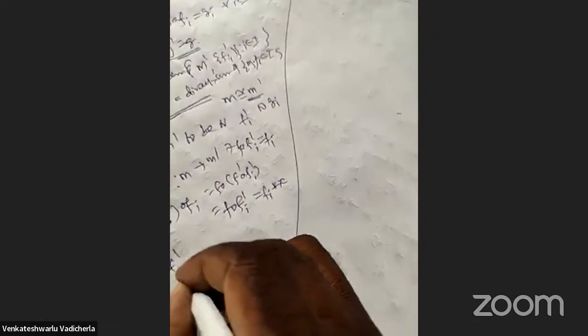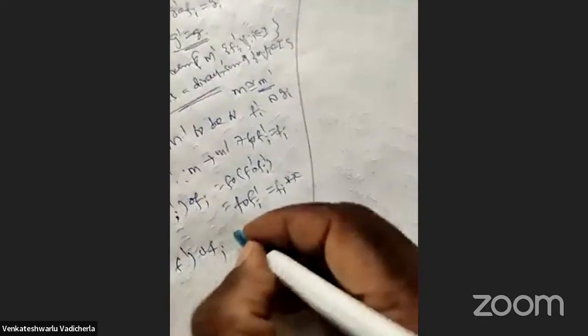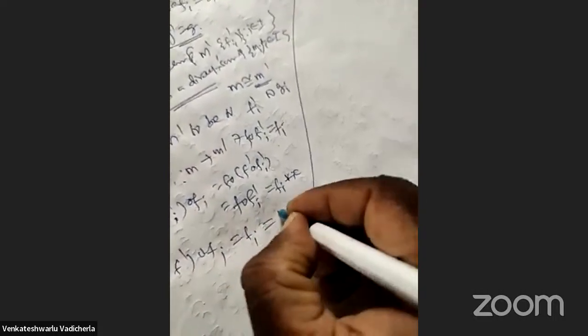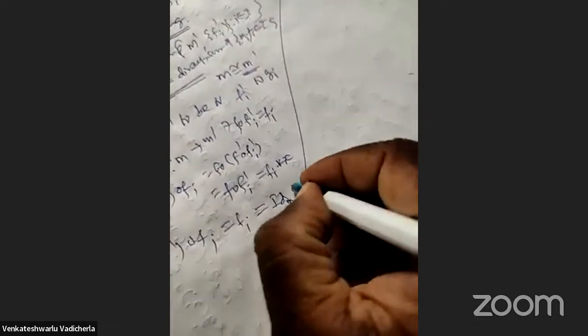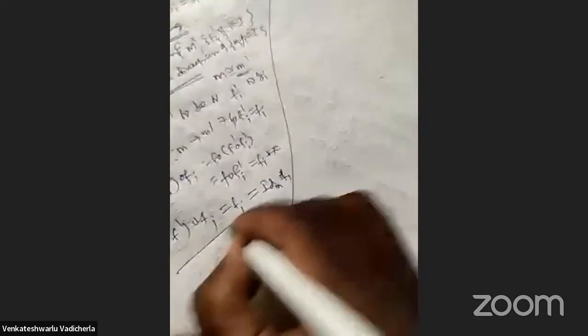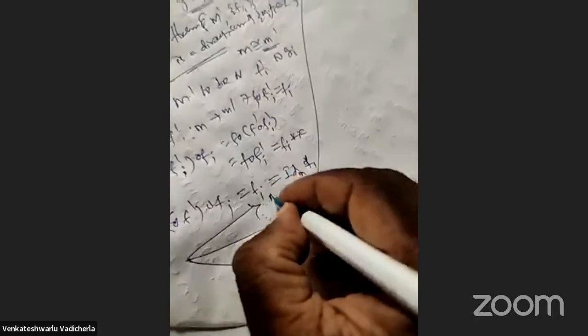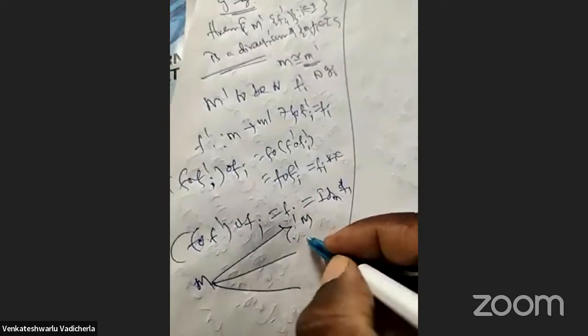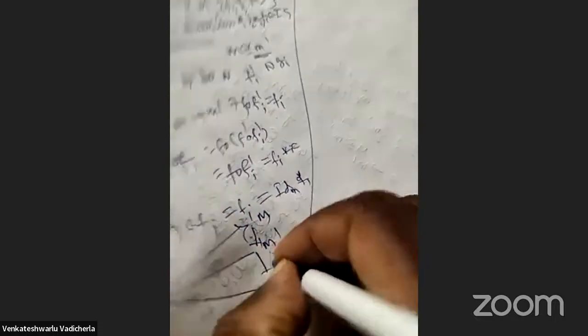Now f circle f dash circle of f of i is equal to phi, so it is equal to the identity. So this is called a diagram also. Now it is M to M, so M to M. This is called M dash, and M dash is called M also. So it is clear from this.